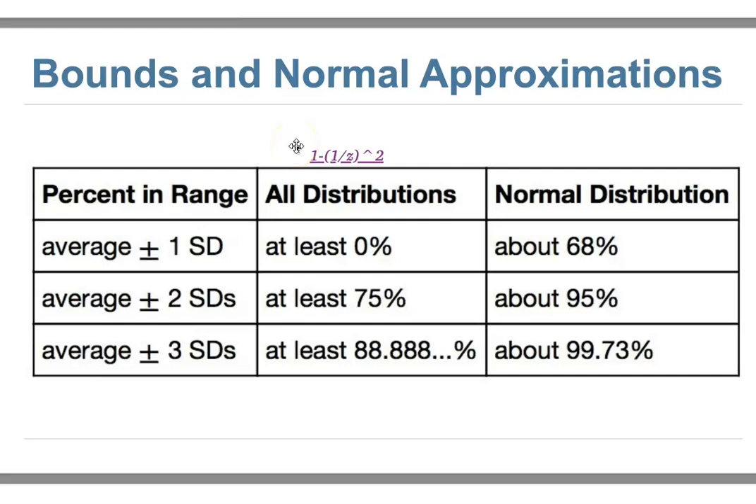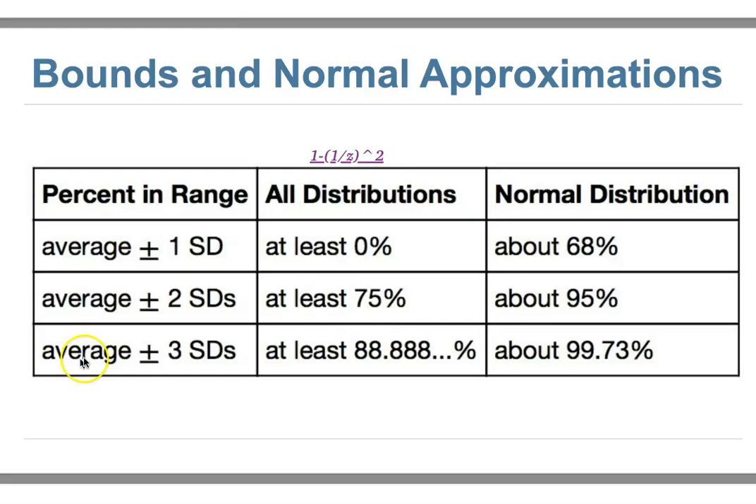Continue from the previous video. So remember we talked about no matter what kind of distribution, what kind of shape, at least 88.88% of all the data will be in the range of average minus 3 standard deviations and average plus 3 standard deviations.